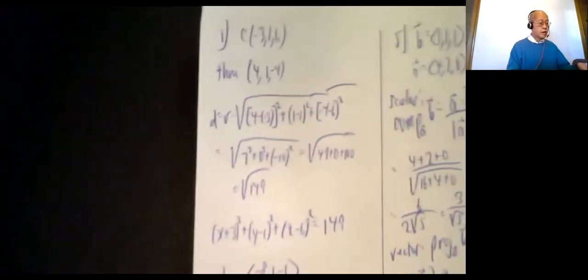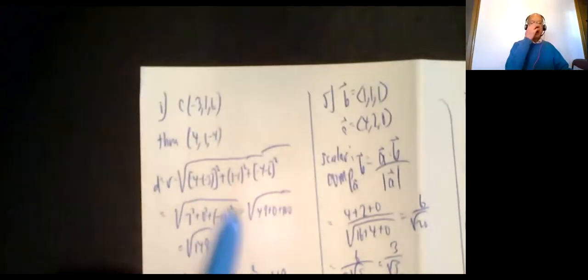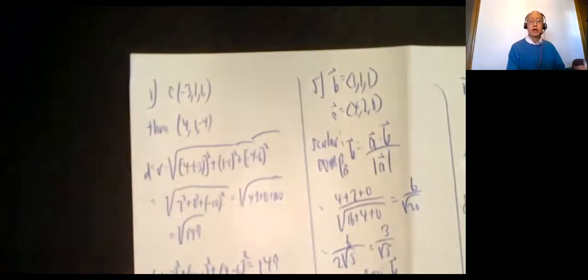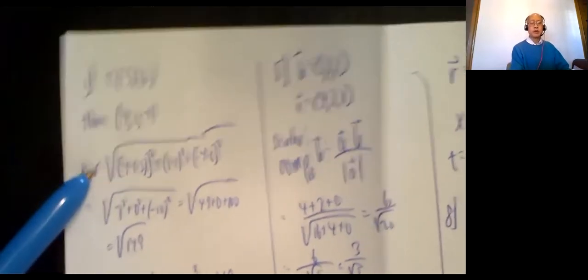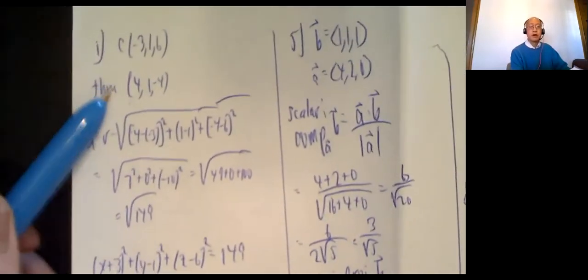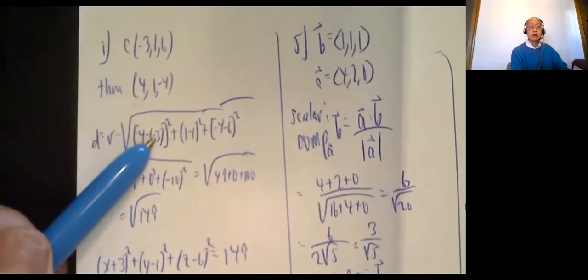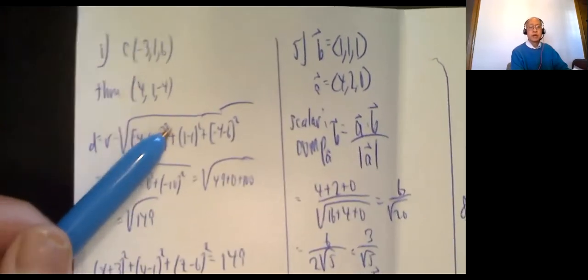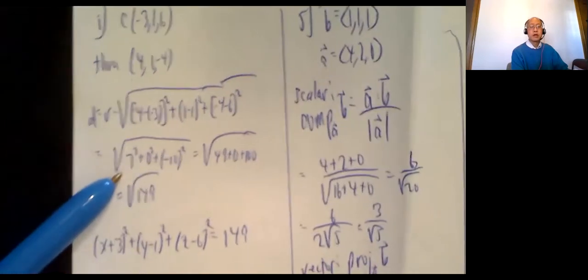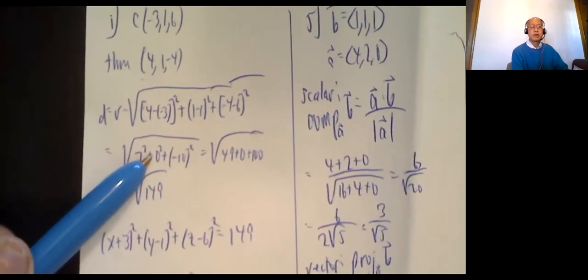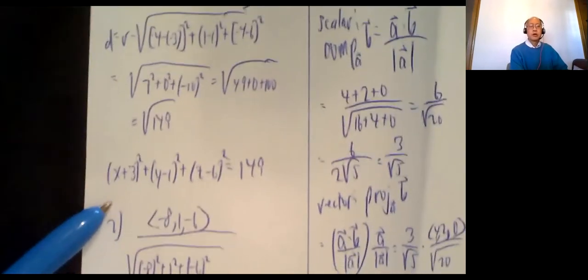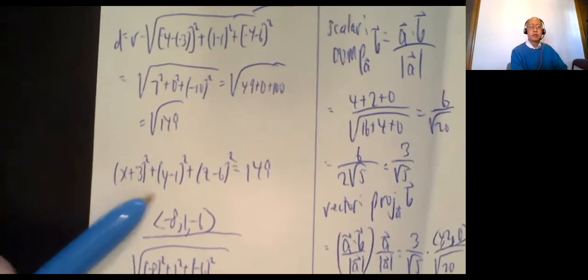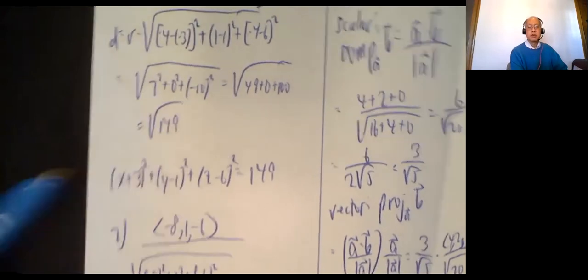Okay, so number 1, a sphere centered at (-3, 1, 6), passing through (4, 1, -4) means the radius is the distance from this point to this point. So it's the square root of (4 minus -3) squared plus (1 minus 1) squared plus (-4 minus 6) squared. That comes out to be 7 squared plus 0 squared plus (-10) squared, radical 149. So (x plus 3) squared plus (y minus 1) squared plus (z minus 6) squared equals 149.